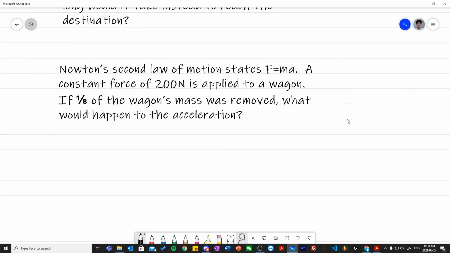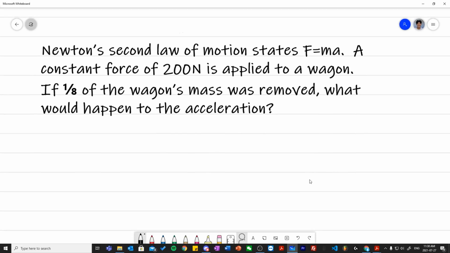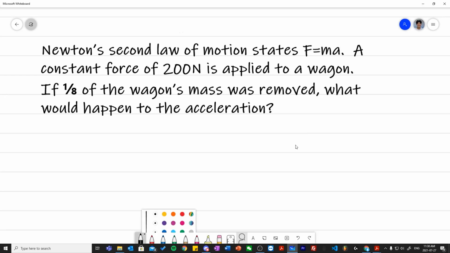All right, so Newton's second law of motion. This is some physics. It is F equals ma. So basically, I'll just write it out here. The amount of force, right, is equal to mass times acceleration.